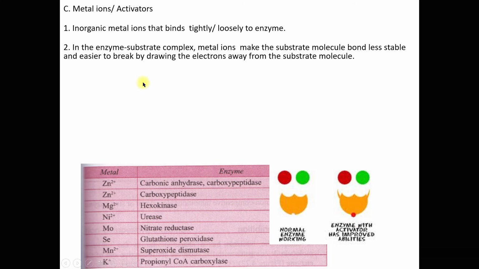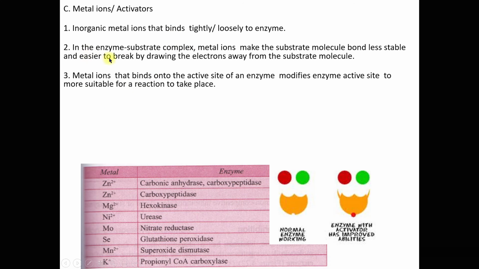Now, in the enzyme substrate complex, metal ions make the substrate molecule bonds less stable and easier to break by drawing the electrons away from the substrate molecules. So metal ion is quite strong. It can draw the substrate molecule's electrons away from the substrate. So when these electrons are being drawn away from the substrate molecules, what happens to the substrate molecules? Obviously, the substrate molecule will be easier to break down into products.